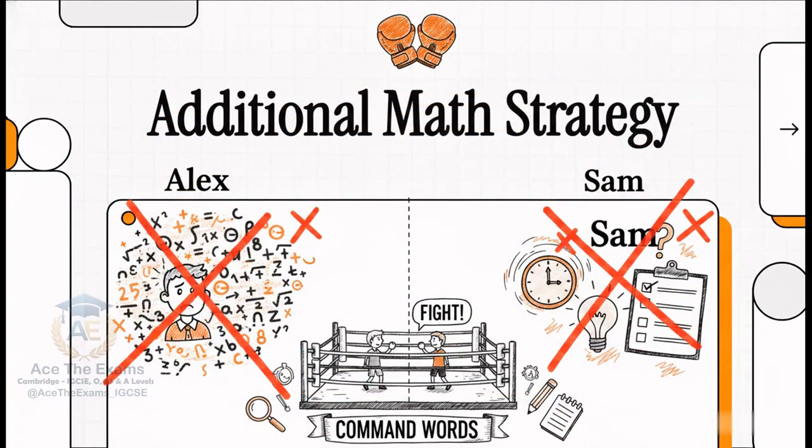I want you to think of the exam room as a boxing ring. In this ring, your answer combinations, the way you string together your logic, your working, your final presentation, literally mean the difference between a knockout victory and getting knocked out yourself.